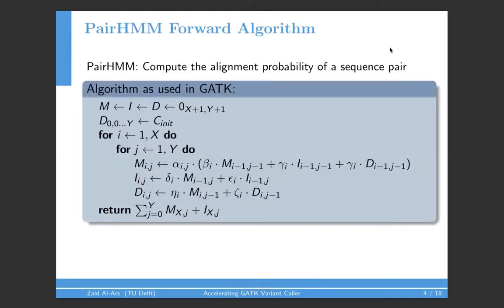The pair HMM algorithm computes the alignment probability of a pair of DNA sequences. In the GATK algorithm, the algorithm starts first with an initialization step, setting a number of different parameters to 0 or to an initial value. Then the algorithm iterates on both the DNA sequences that are being aligned. Then 3 matrices are filled out that calculate the probability that a specific character in both sequences is matching or not matching based on a hidden Markov chain model. And finally, the algorithm returns that probability as an output for these 2 sequences.